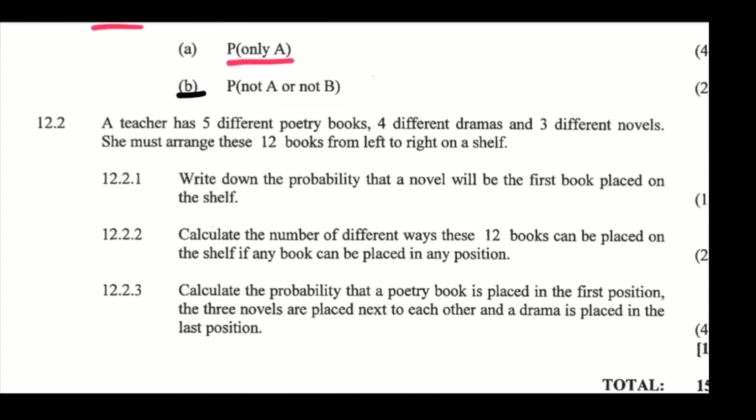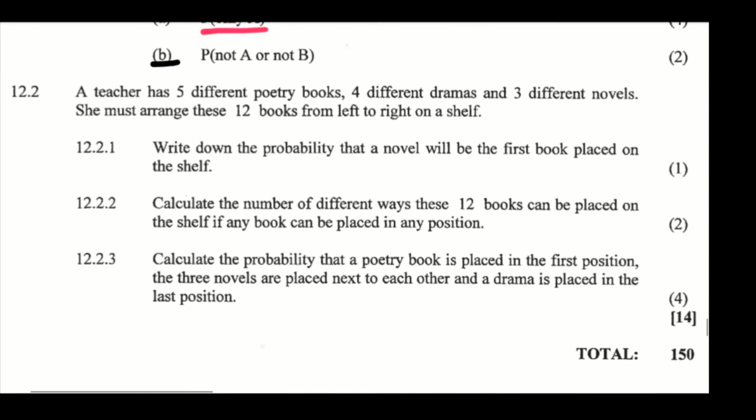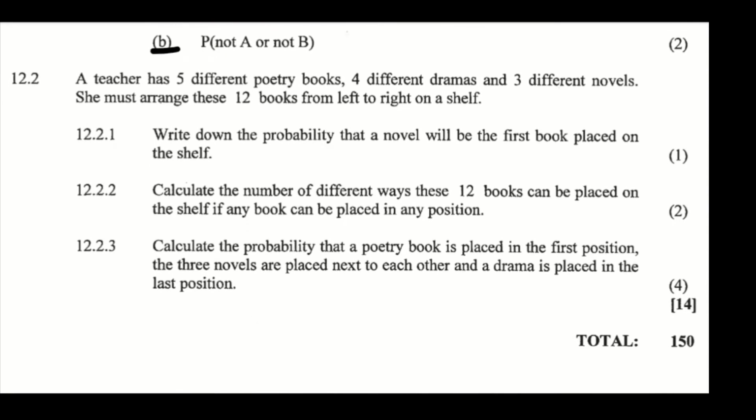Okay, now we're going to do 12.2, right? What we are given here is this. A teacher has 5 different poetry books, 4 different drama books and 3 different novel books. So the total arrangement of these 12 books is from left to right. Yes, she arranged them from left to right, as the statement says here.